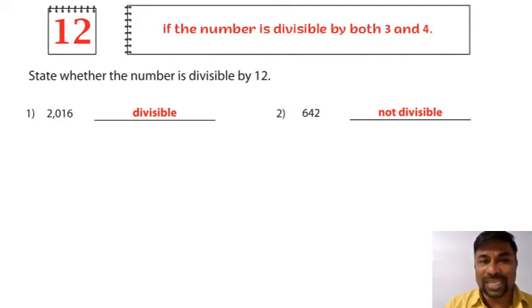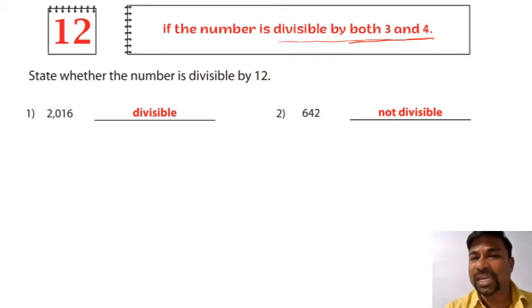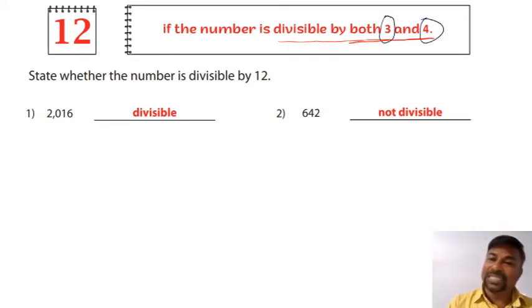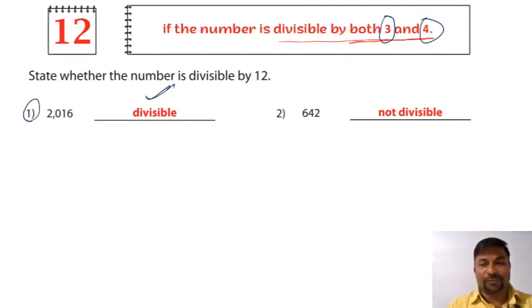So let us come to the condition for 12. If the number is divisible by both 3 and 4, then we can say the entire number is divisible by 12. That's the rule. Now let us check the first one. I have already said to you it is divisible. How is it divisible? Let me check it out.